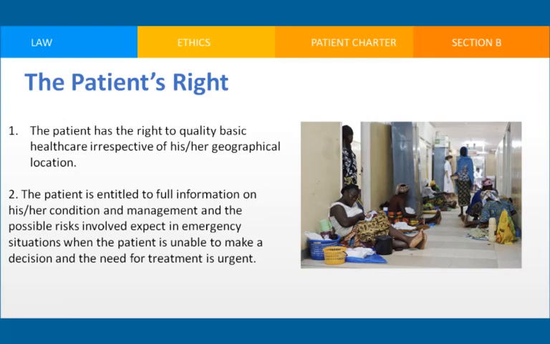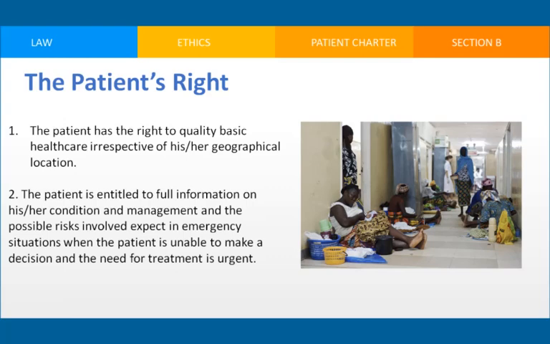It's rather unfortunate that a lot of patients that are not living in the urban cities don't have access to health care. Let's ask ourselves this question: in our villages, how many pharmacies do we have? Most of the very good pharmacies we have are in the regional capitals and sometimes the district capitals. Even a chemical shop may not be in the villages. So the first right of a patient is that the patient has the right to quality basic health care, irrespective of his or her geographical location.